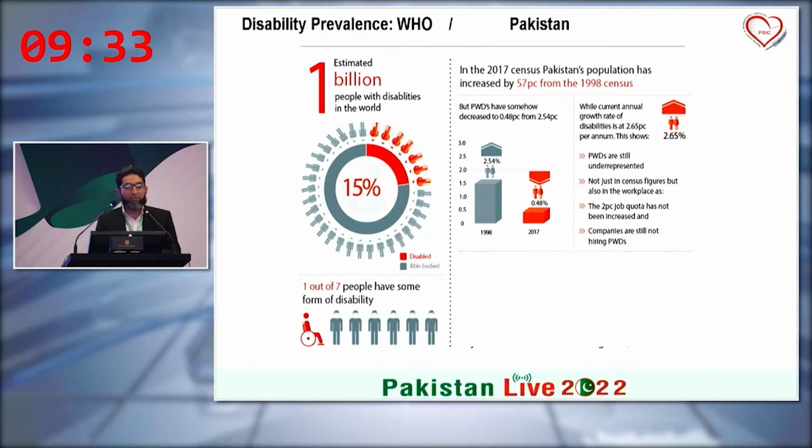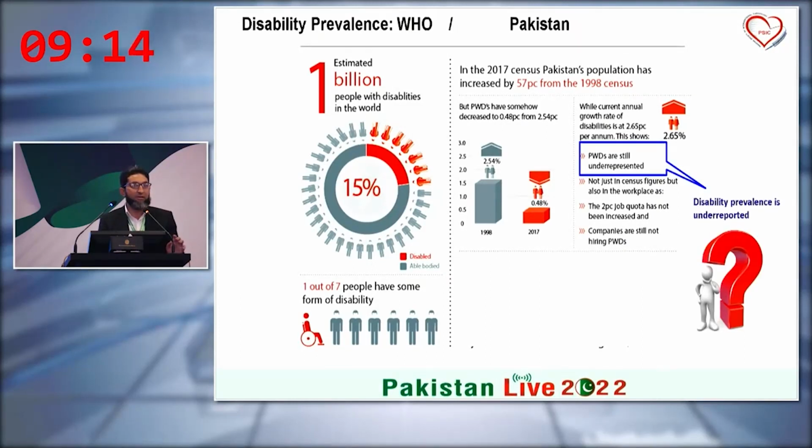In contrary to the WHO data, which says that 15% of the population may have some kind of disability, in the Pakistani data we can see that in 1998 it was 2.54, and then the 2017 census shows that the disability has decreased. So this is underreported. This is not reliable.